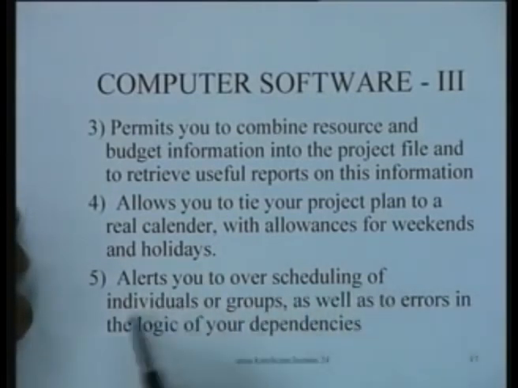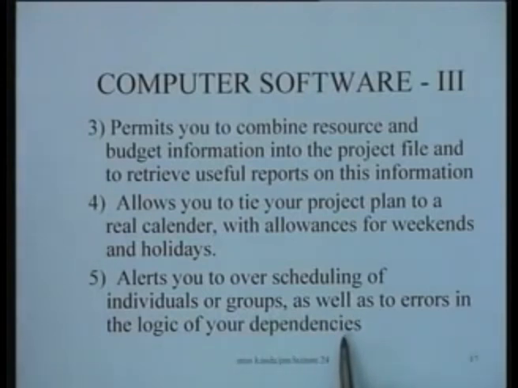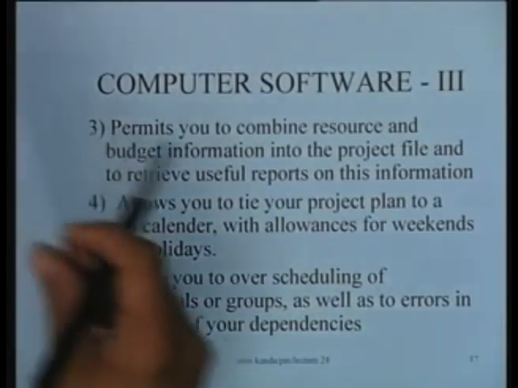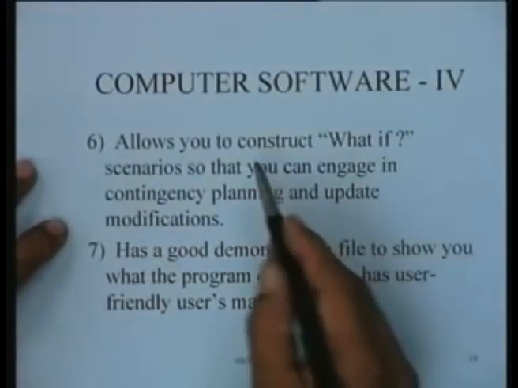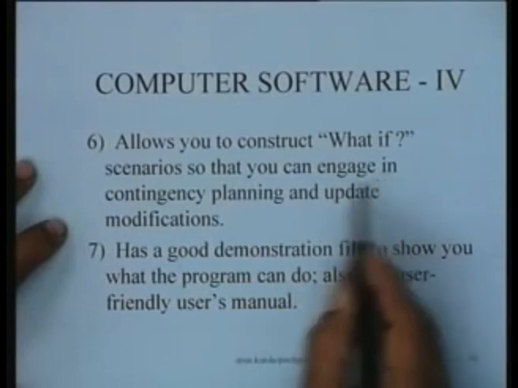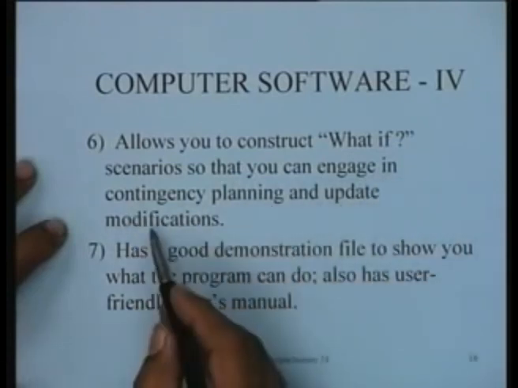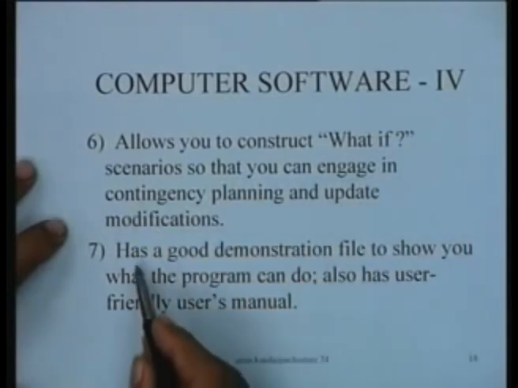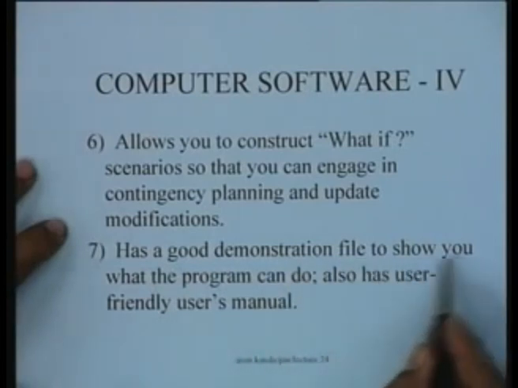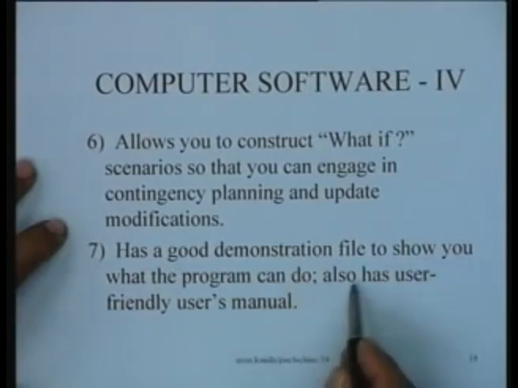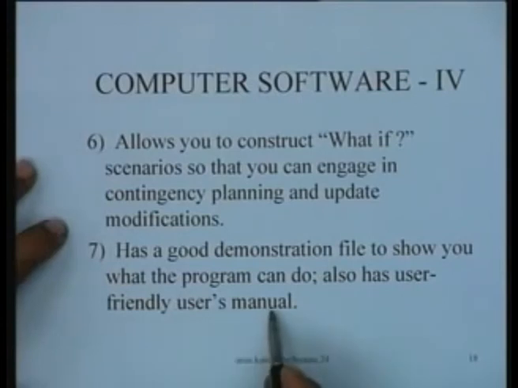It alerts you to overscheduling of individuals or groups as well as to errors in the logic of your dependencies, which means it should make this check of resource aggregation. If you have 5 people and it asks for 6 people at a time, it should warn you that you are using more. It should allow you to construct what-if scenarios so that you can engage in contingency planning and update your modifications. It should have a good demonstration file to show you what the program can do. It also has a user-friendly user's manual.